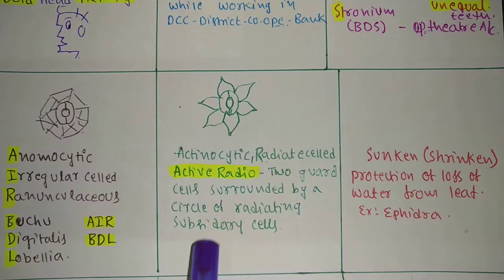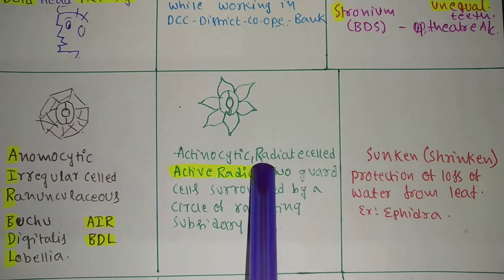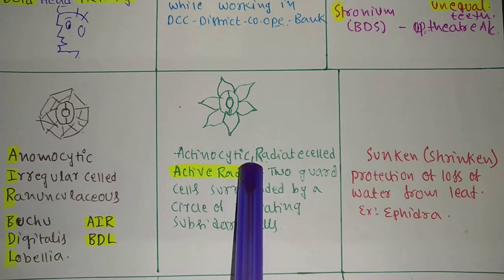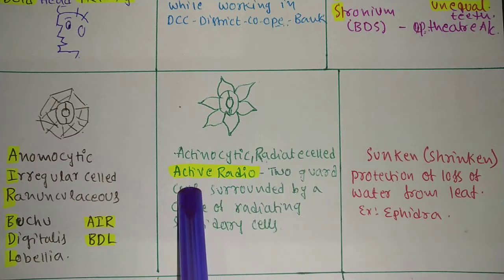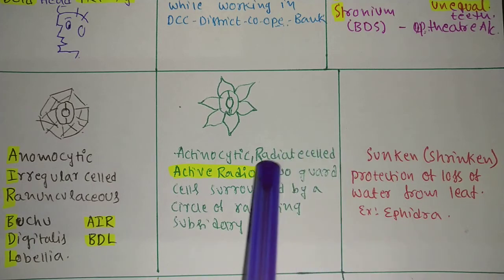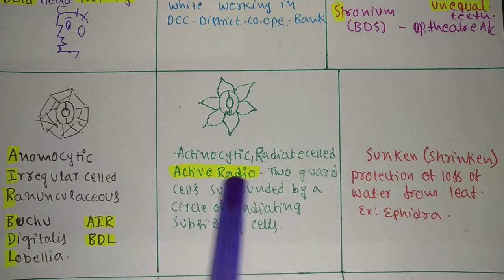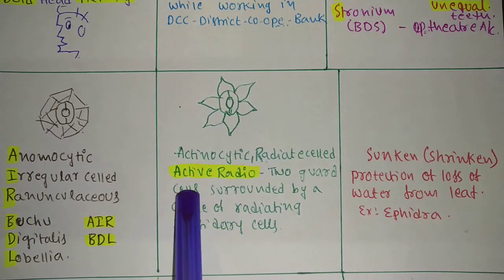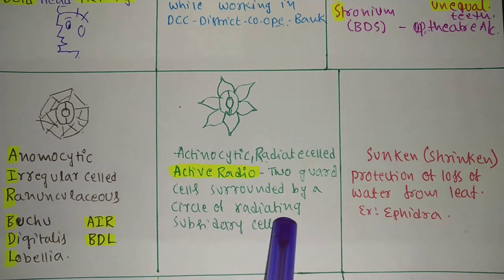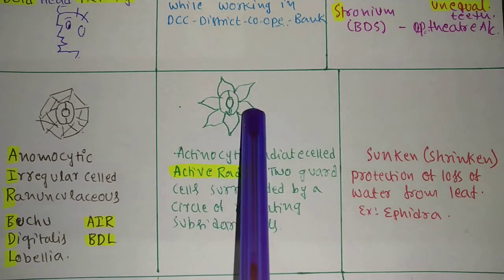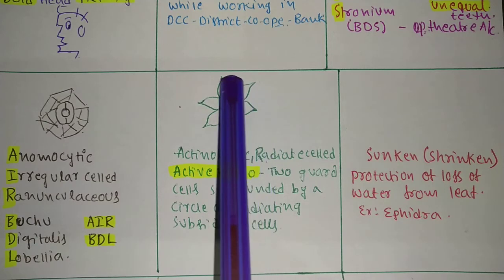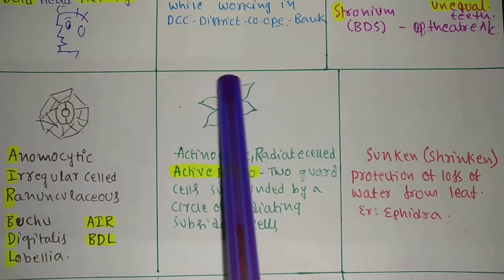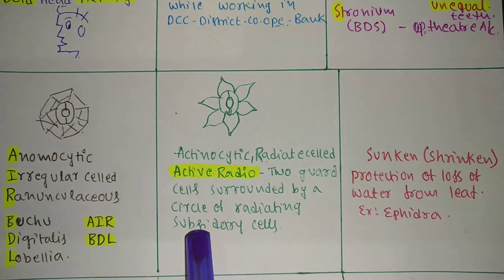Next is actinocytic, radiated-celled. Both are the same. Here, Activa, radiated-celled, radio. Active radio, you can keep in your mind. Two guard cells are surrounded by a circle of radiating subsidiary cells. These are all radiating subsidiary cells. This is the structure of the stomata.